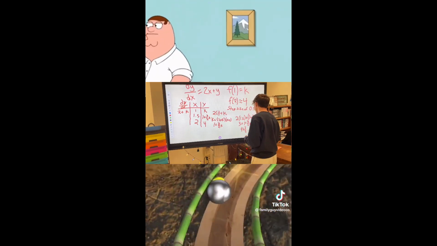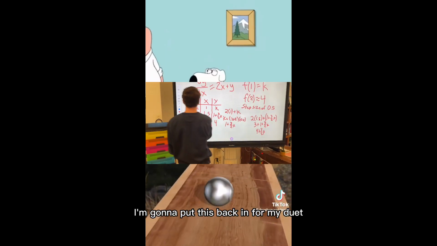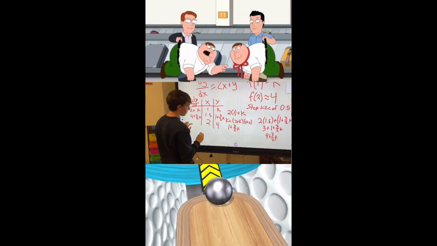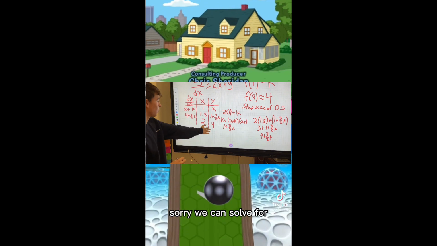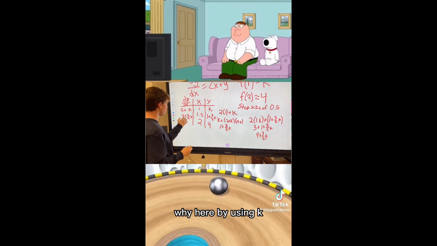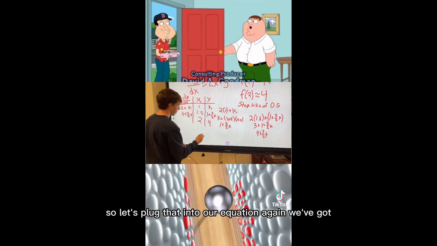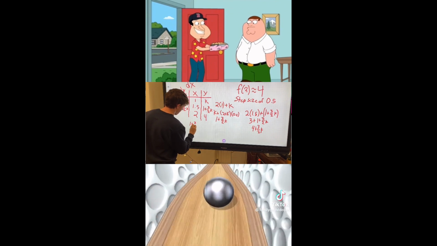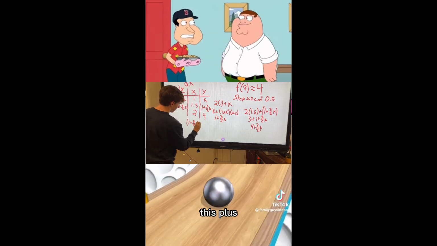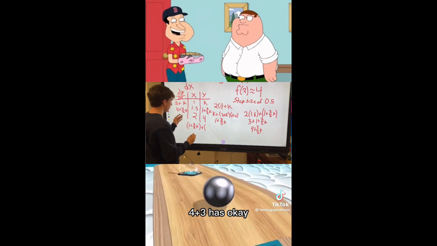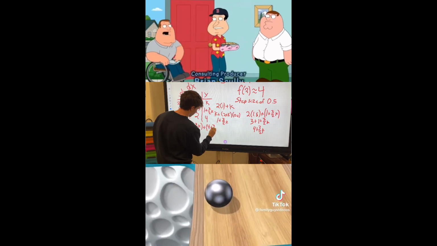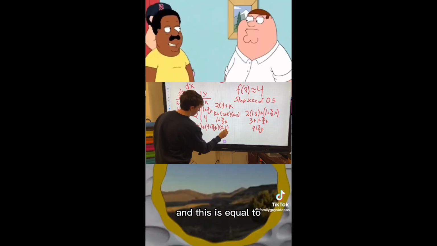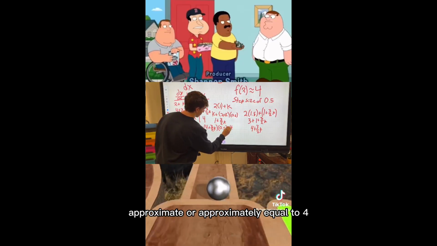All right, thank you. So we got this. I'm going to put this back in for my dy/dx. Now, using our Euler's method equation again, we can solve for y here by using k, solving for 4. So let's plug that into our equation again. We've got 1 plus 3 halves k, this plus 4 plus 3 halves k, times 0.5 our step size, and this is approximately equal to 4.